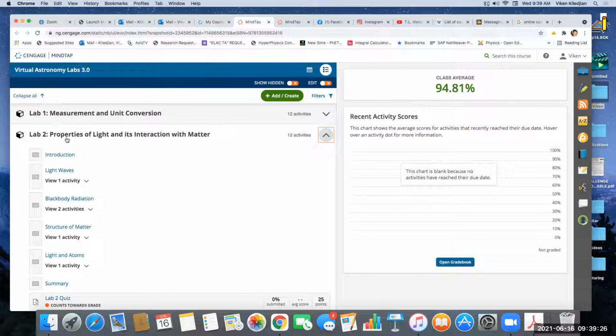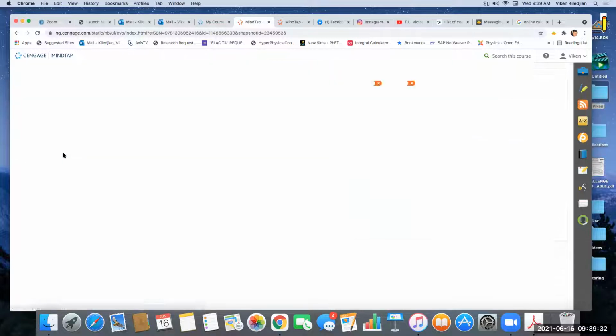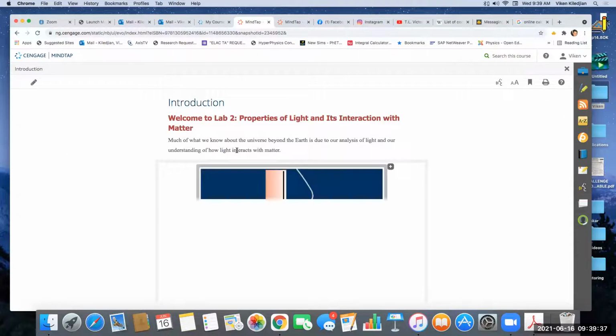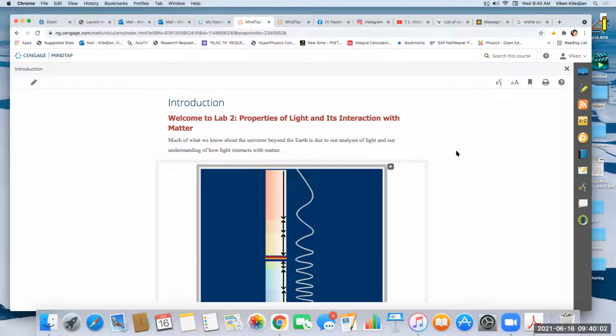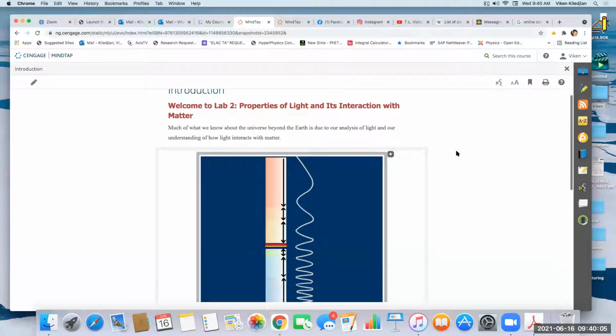So all of it has to do with the properties of light and its interaction with matter. So introduction. So the properties of light and its interaction with matter. Much of what we know about the universe beyond the Earth is due to our analysis of light and our understanding of how light interacts with matter. So light is very important, especially in astronomy, because that's the only way we know how to discover things in the universe, through the electromagnetic spectrum, through light. So they give you a little introduction to light.